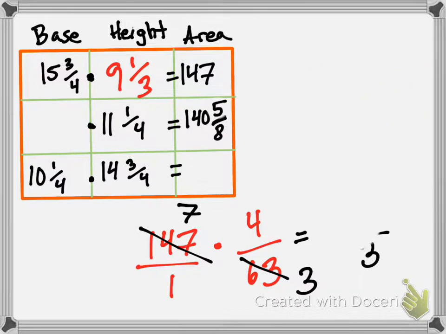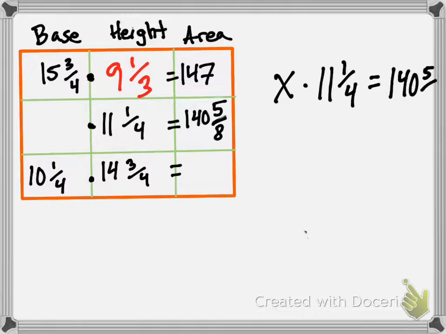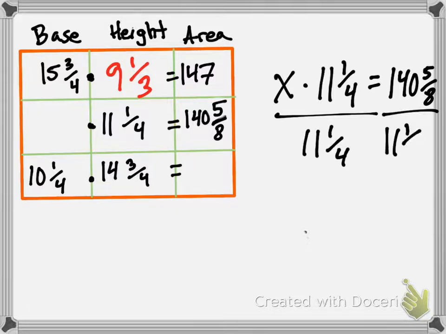We do that same exact thing for the next problem. For this next problem, we now have x times 11 and 1/4 is equal to 140 and 5/8. I'm going to divide each side by 11 and 1/4. But I want to make it into my improper fractions. Who can tell me what 11 and 1/4 is as an improper fraction, Rocco? Who can tell me? Michelle. Perfect. 45/4. 11 times 4 is 44, plus 1 is 45, and our denominator stays the same.